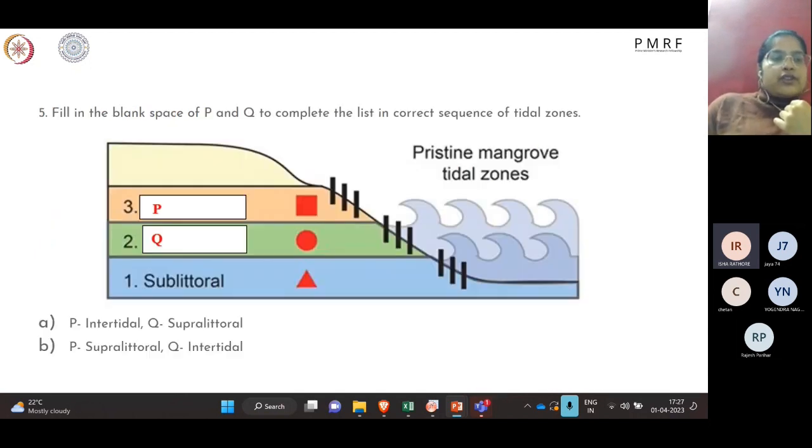So moving on to question five, fill in the blank space of P and Q to complete the list in correct sequence of tidal zones. So we have one which is the sublittoral zone, then we have two which is Q, and three which is P. So P and Q can be either superlittoral or intertidal zones. So we looked up at this in the coastal geomorphology and geology presentation.